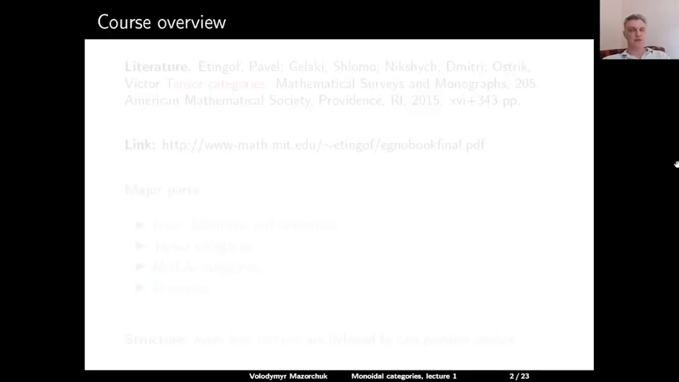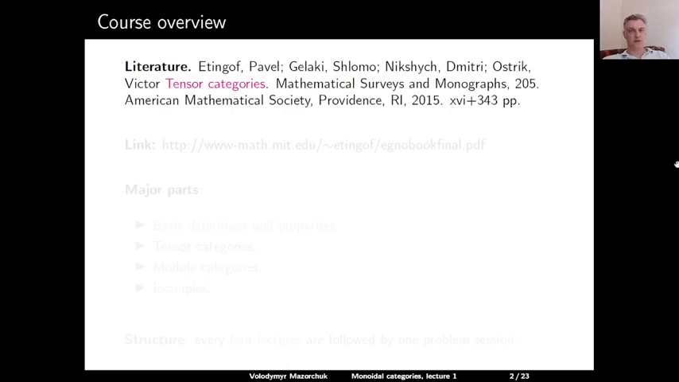Let us start with a brief description of the structure of the course. The main book, which will be used during the course, is the book Tensor Categories by Etingof, Gelaki, Nikshych, and Ostrik. And this book can be found at this location on the internet.